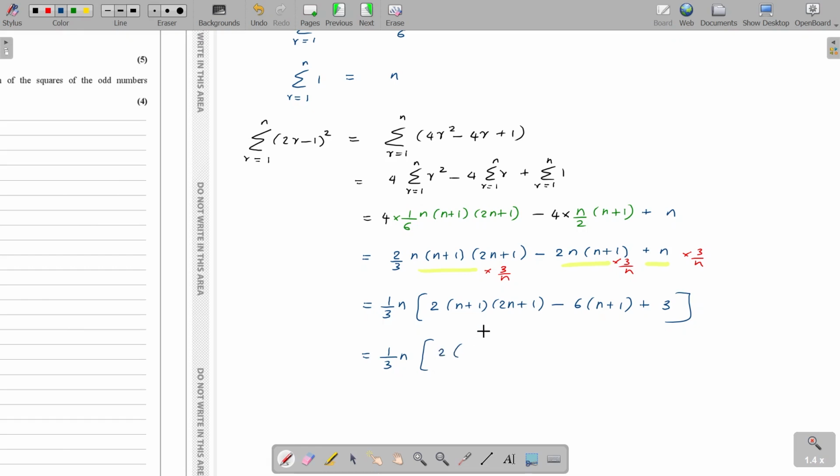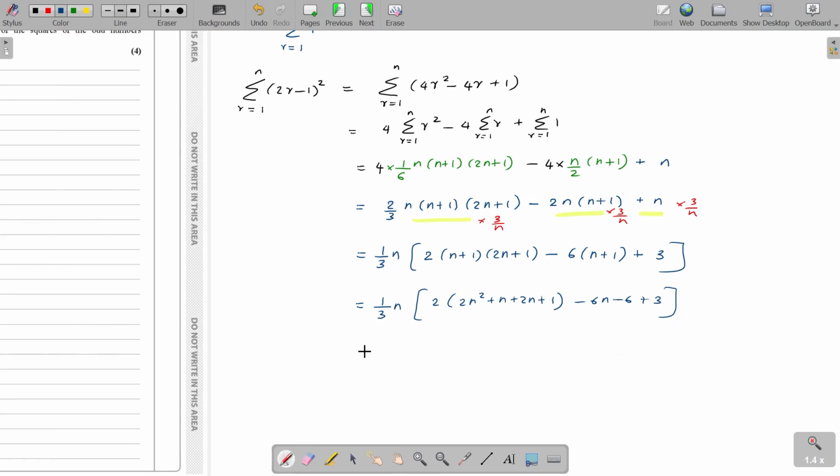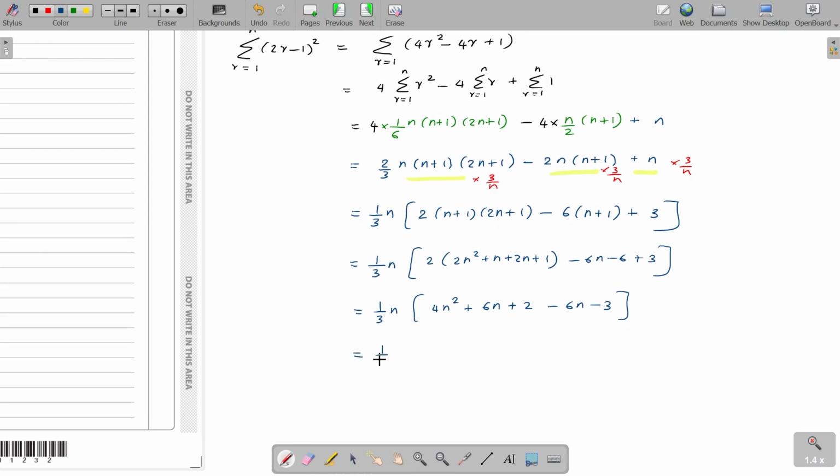Okay. So 1 over 3n, let's simplify here. 2 times, open the bracket, 2n square plus n plus 2n plus 1, minus 6n minus 6 plus 3. 1 over 3n, 4n square, 1n plus 2n, 3n times 2 is 6n, plus 2, minus 6n, minus 3. 4n square, the plus 6n and the minus 6n cancels. 2 minus 3 is minus 1. So this is the show that. Am I correct?